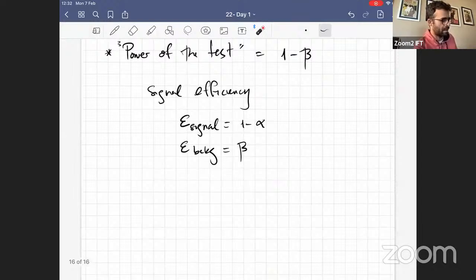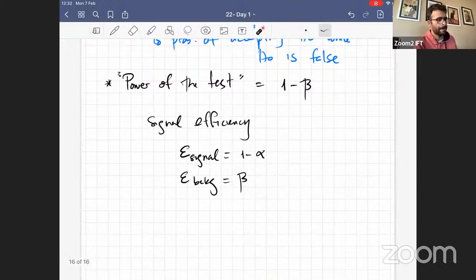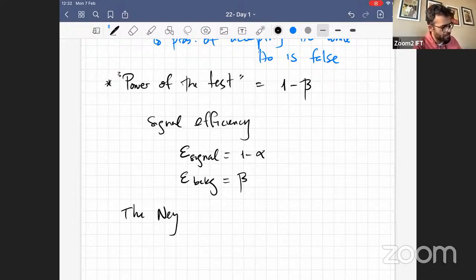And in order to create a test, because you can do plenty of tests, right? It's basically an infinite amount of possibilities of test statistics summarizing some data. But there is something very useful called the Neyman-Pearson lemma.